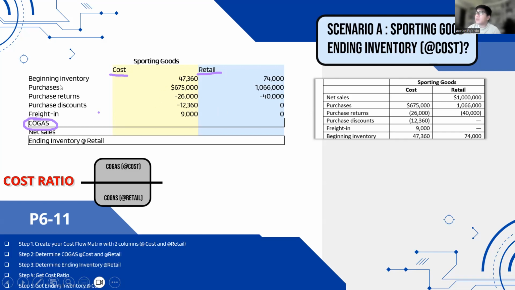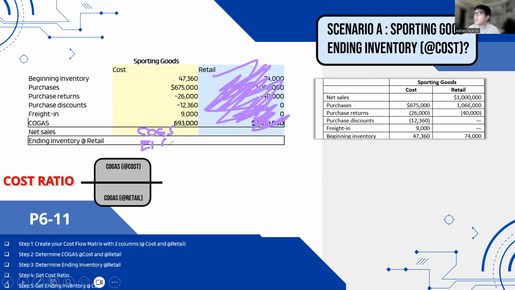With this, we'll be able to solve na if I use all of this and I use all of this, what I'll arrive with would be my cost of goods available for sale. So our cost of goods available for sale would be 693,000 and 1,100,000. So ignore muna natin to. How do you get your ending inventory at cost? Usually, COGAS minus COGS will give you our ending inventory at cost.